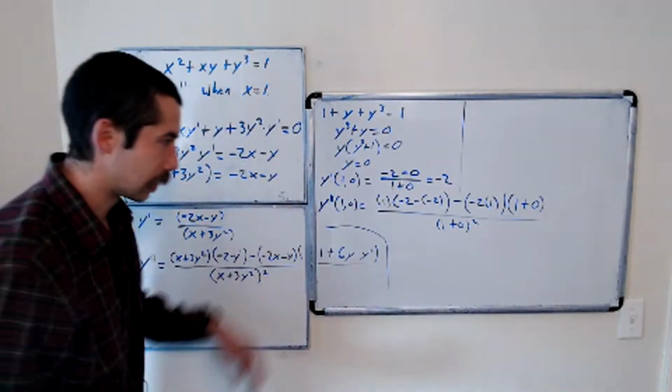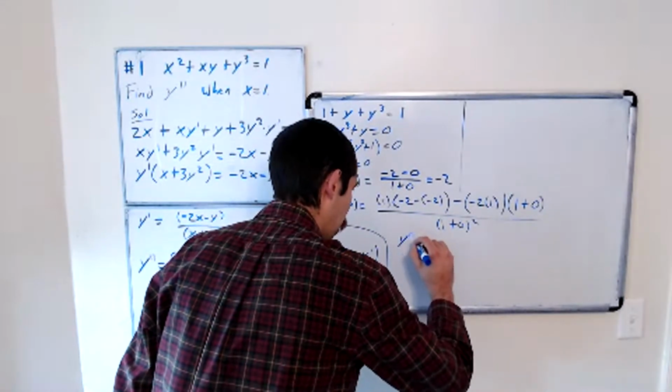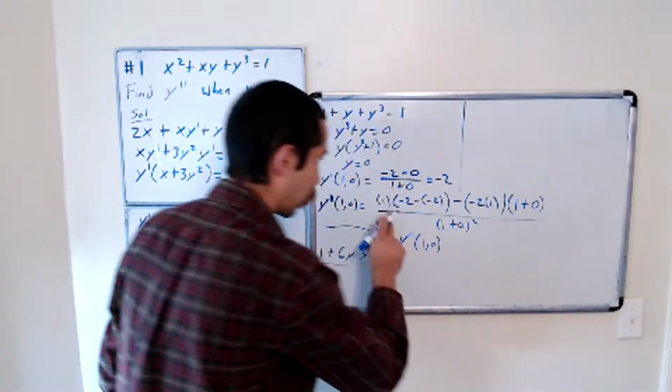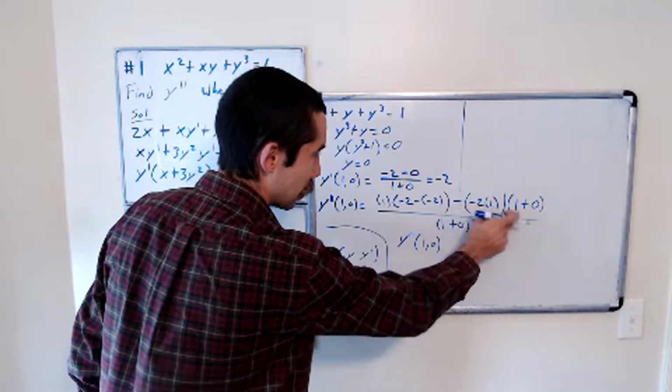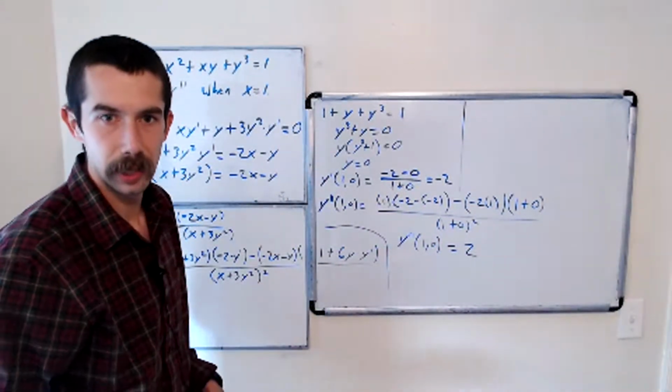Okay, so let's clean this up a bit. I know my spacing on this board isn't very good, but y double prime of the point (1, 0). Okay, this term goes to 0 minus, this is 1, so this is 2. All right, there you have it, 2.